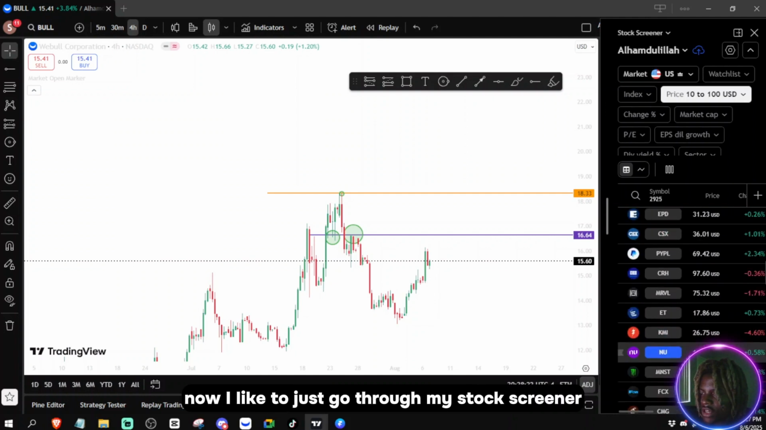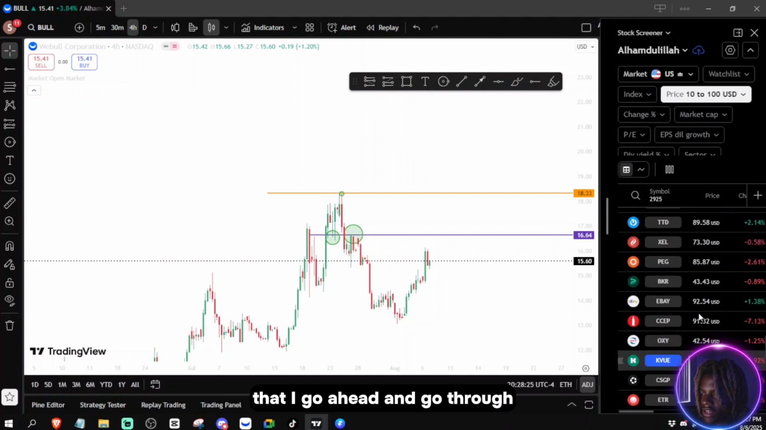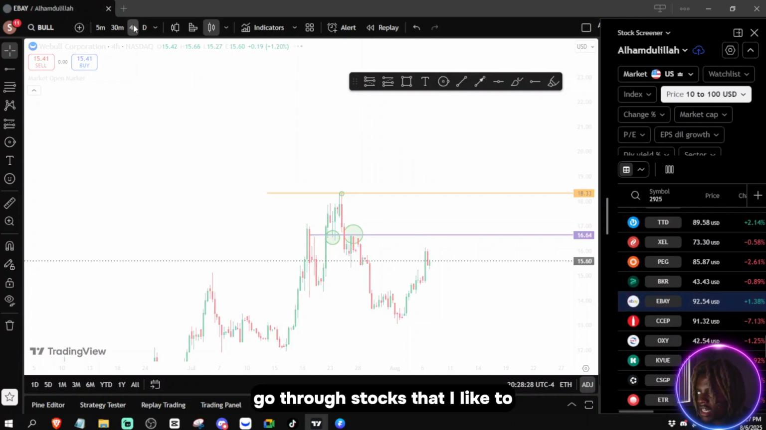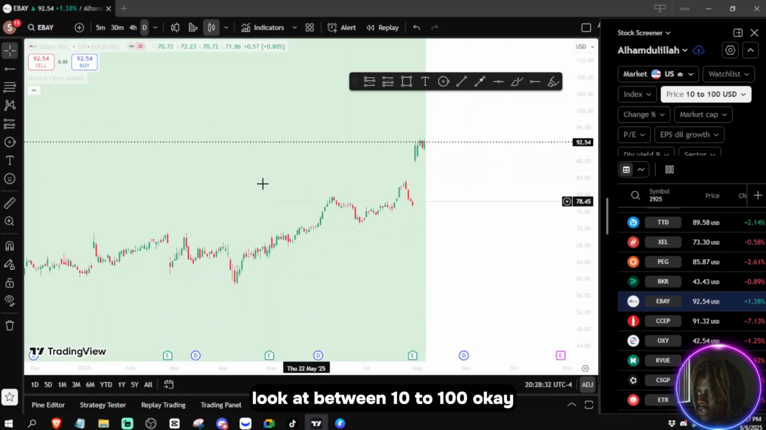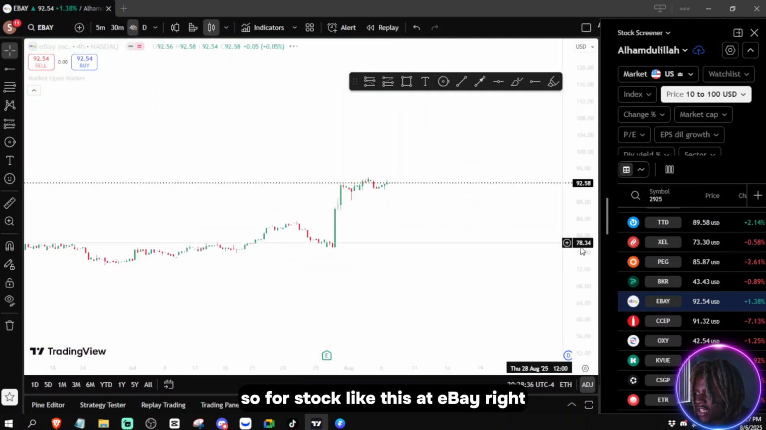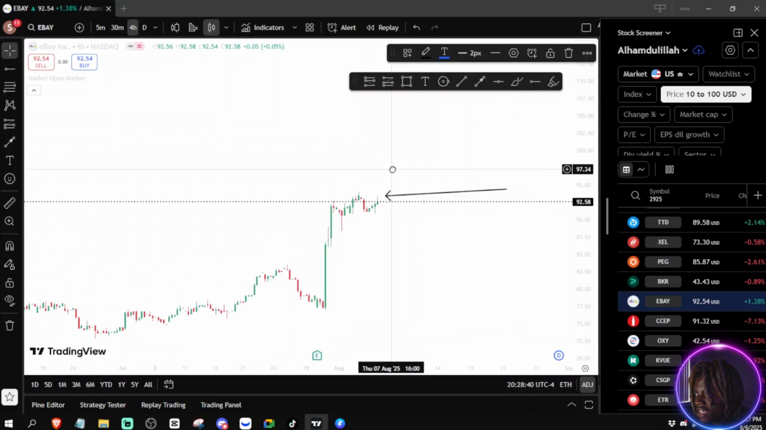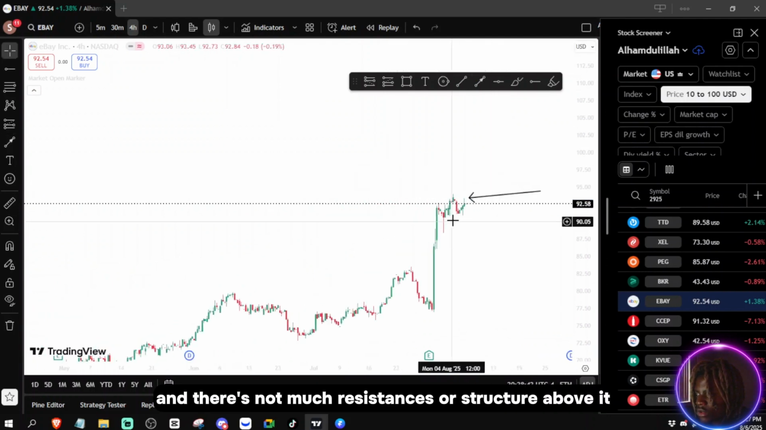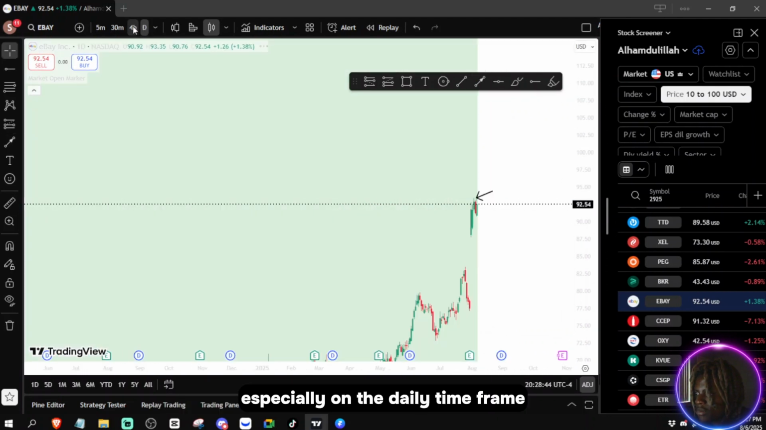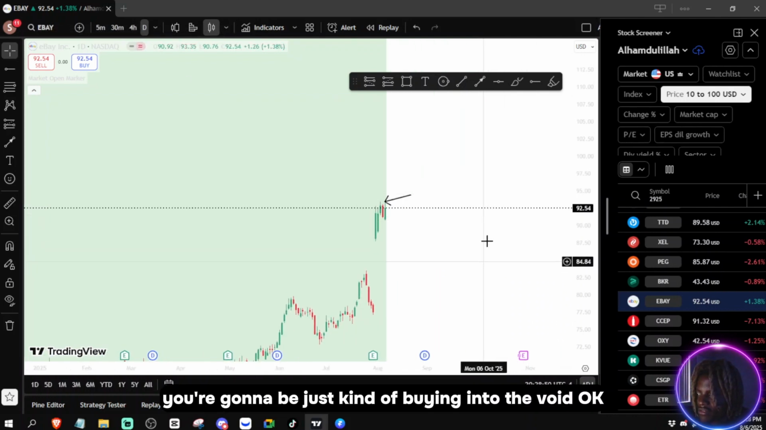Now I like to go through my stock screener, and this is just the daily thing that I go through. I go through stocks that I like to look at between 10 to 100. And let's talk about this. If a stock like eBay, right? If a stock is at all-time highs and there's not much resistance or structure above it, especially on the daily time frame, you can't really play it. Because at that point, you're just kind of buying into the void.